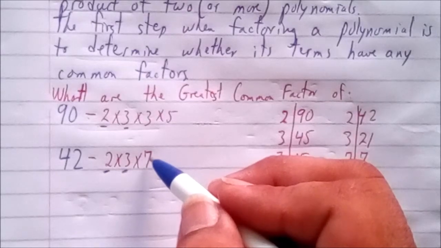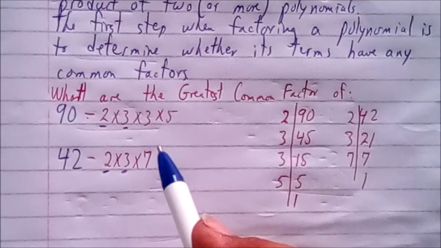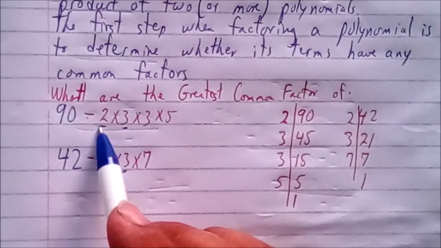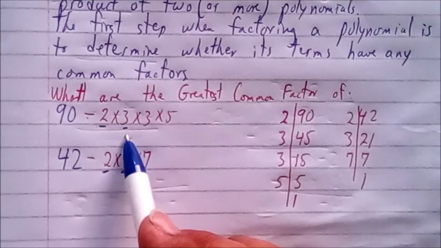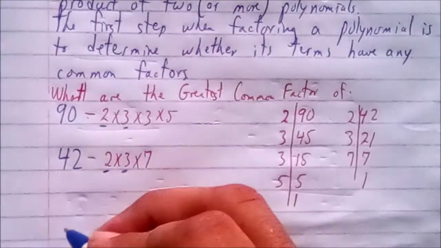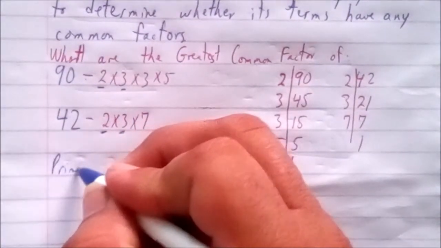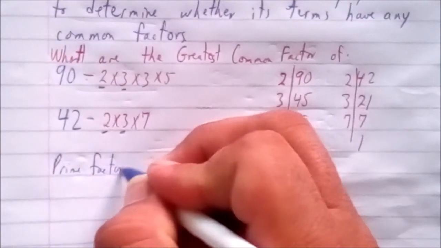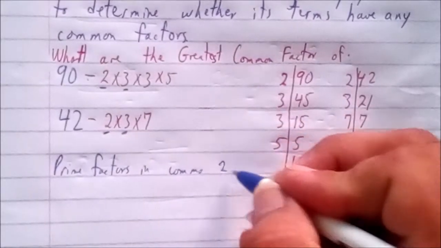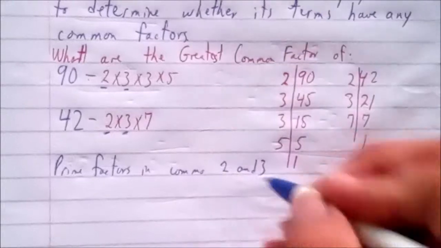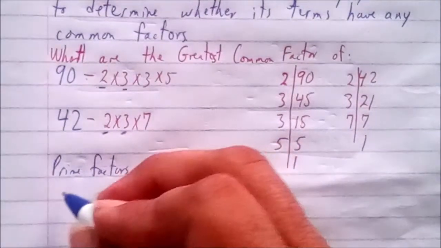So now, what do we notice? That there's 1 prime factor of 2 and 1 prime factor of 3 in common. So let me write it here. Prime factors in common are 2 and 3. Okay, now we can conclude.